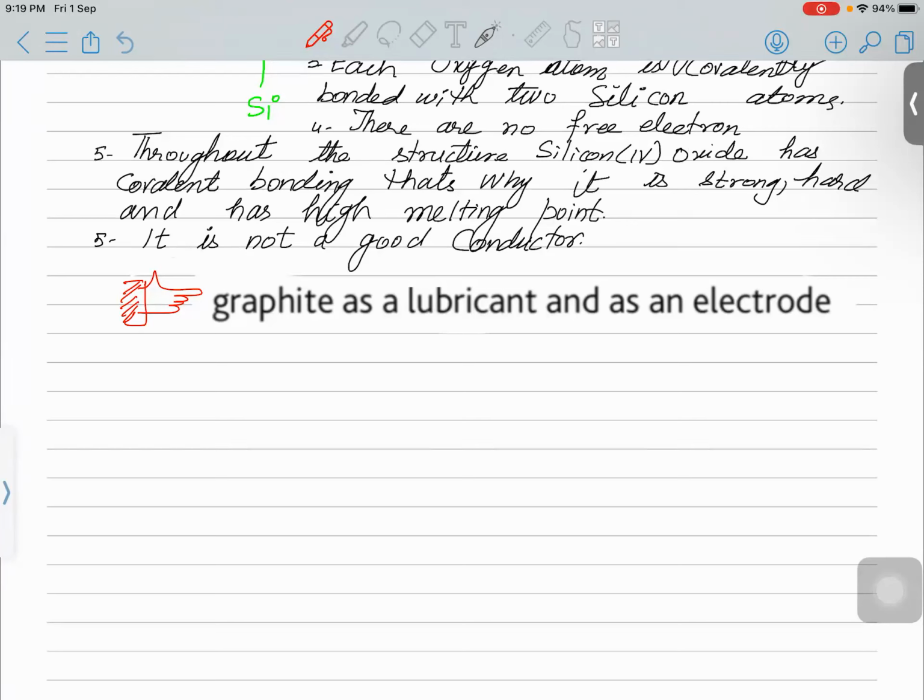First, let us move to this point, graphite as a lubricant. So what is a lubricant? Sir, a lubricant is a substance which usually reduces friction. Which reduces the friction, right? Okay.